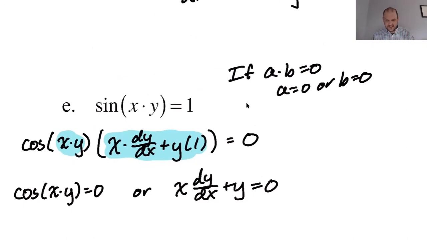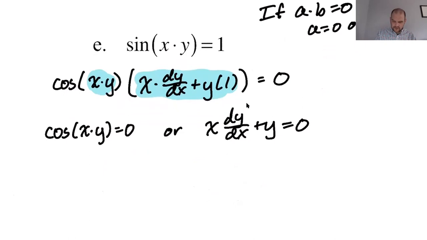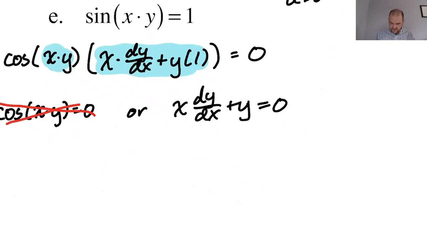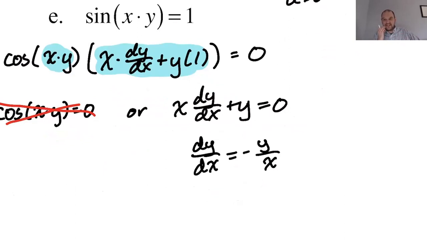Now we're trying to find dy/dx. This first part has no dy/dx in it, so we don't care about it. Sure, maybe cosine of xy equals 0, but that doesn't help us find dy/dx. So instead, we'll deal with the other part. This part tells me that dy/dx is negative y over x. That's pretty interesting, because negative y over x I kind of recognize as either the derivative of a circle or the derivative of a hyperbola. I can never really remember.